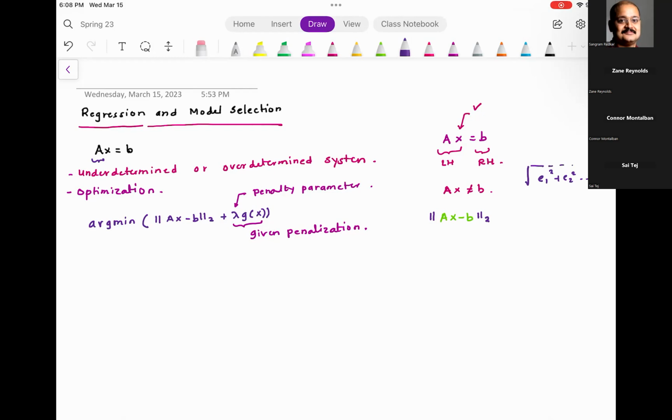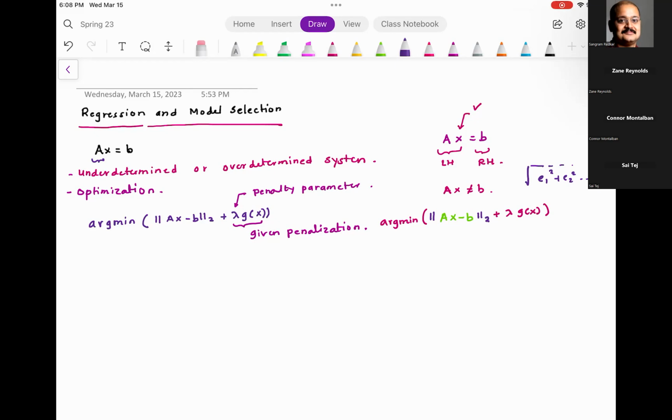Now here comes another problem: this minimization we may or may not be able to achieve. What that means is we can't achieve the perfect minimization. So we want to penalize or somehow modify this minimization. That modification is achieved by this lambda g of x. And we are going to do an argmin, which is the minimum value. So this is the meaning of that expression.